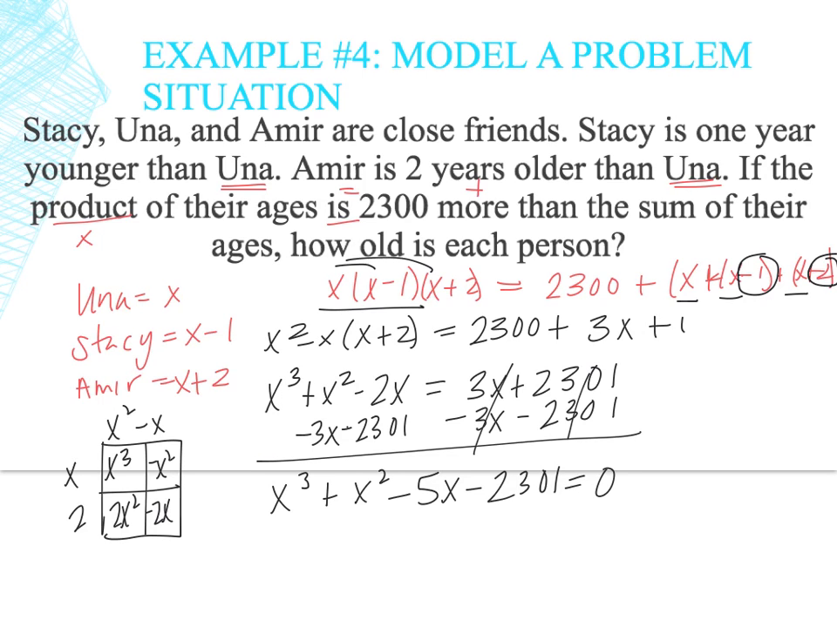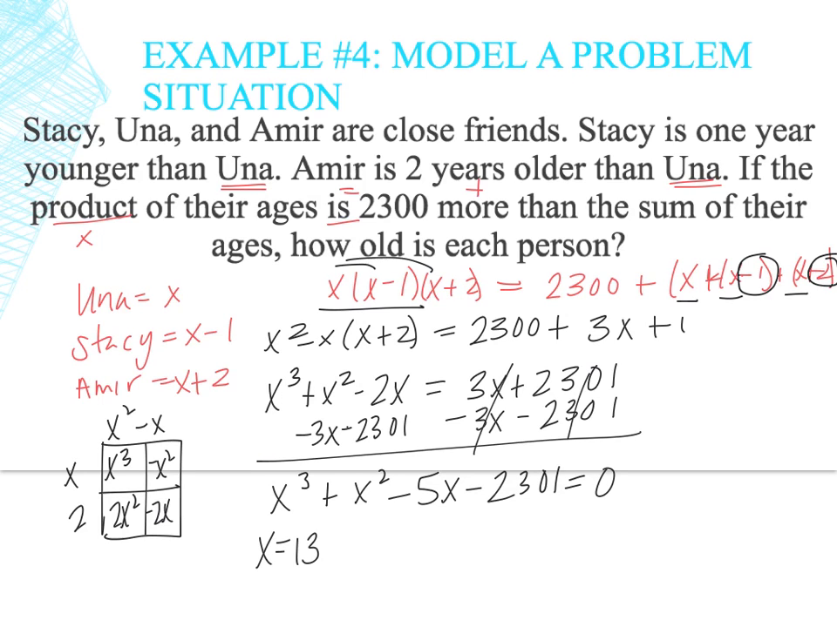So from there, we can actually type that equation into our graphing calculator, find what the 0 is. So the only real solution that would make sense, because you may get negative answers, right? But the only one that will make sense here for the value of x will be 13.